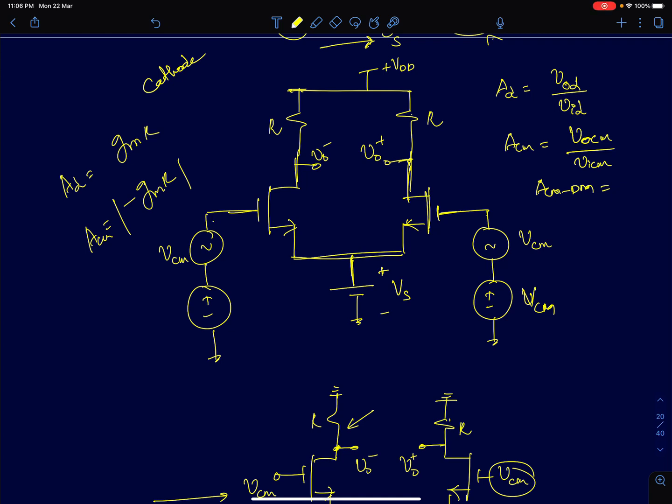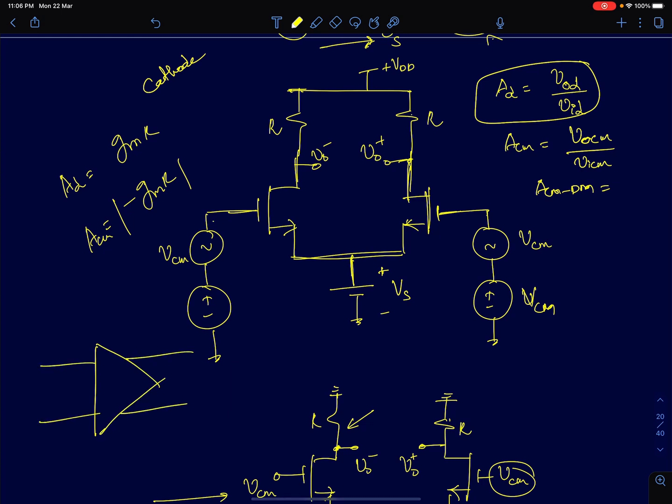Hi everyone. In the previous lectures, we introduced the idea of a differential amplifier. And we said for a differential amplifier, we define three different gains. The first gain is the differential gain, which is measured by feeding a differential input and measuring the differential output in response to the differential input. So the differential gain is the actual gain we designed the differential amplifier for. It's defined as the ratio of the differential output voltage to the differential input voltage.